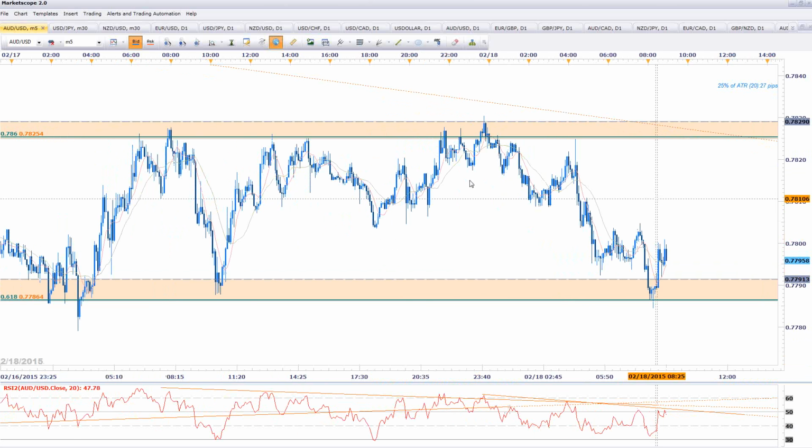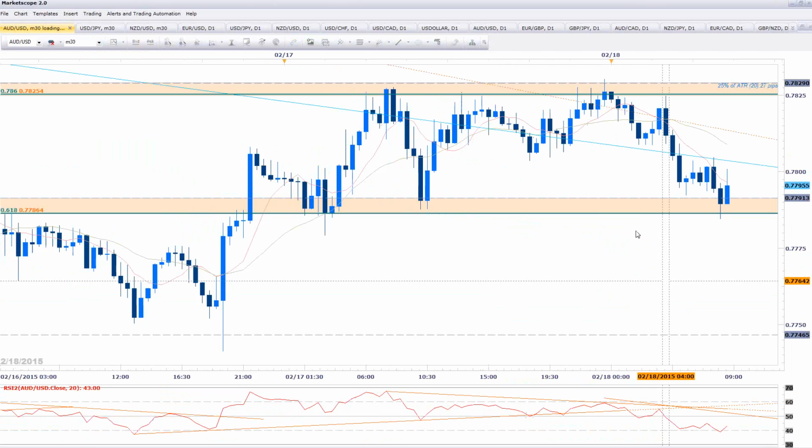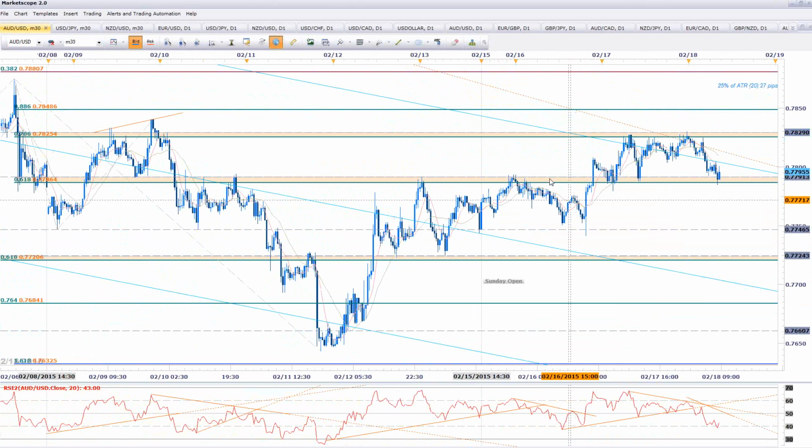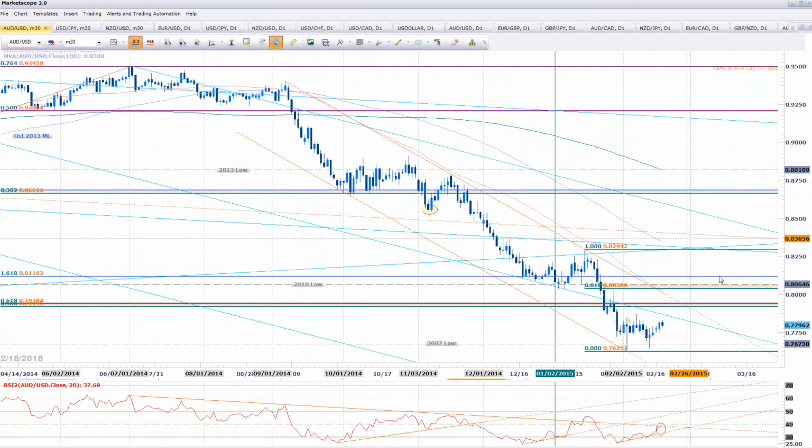Questions on Aussie? Still pretty clean setup here. Play those levels and let's see if we can get a break to the upside for a little bit more of a strong recovery. Here's what the daily chart looks like, by the way, for the Aus.